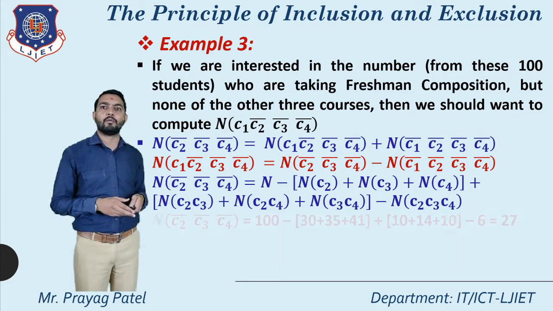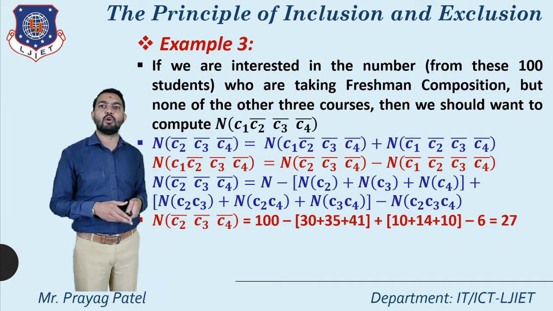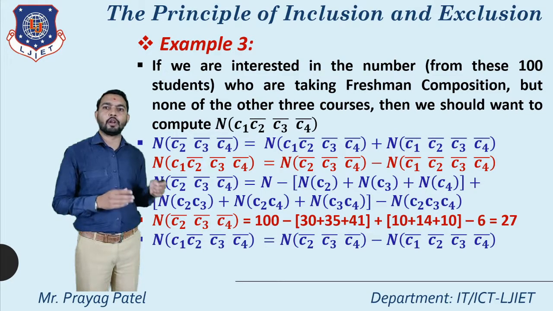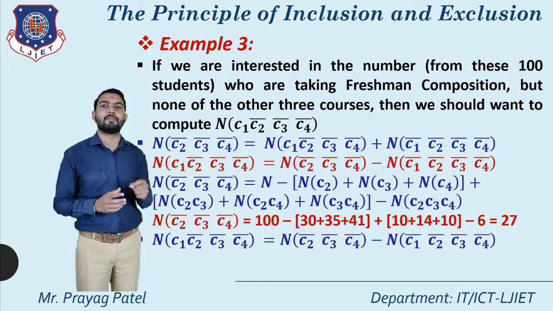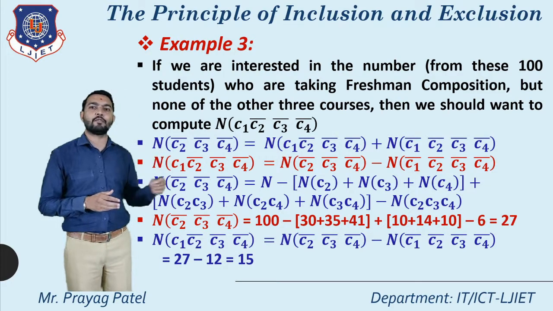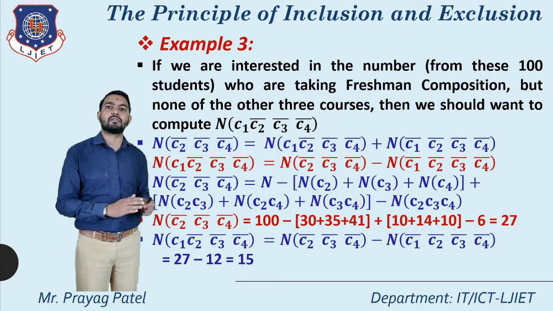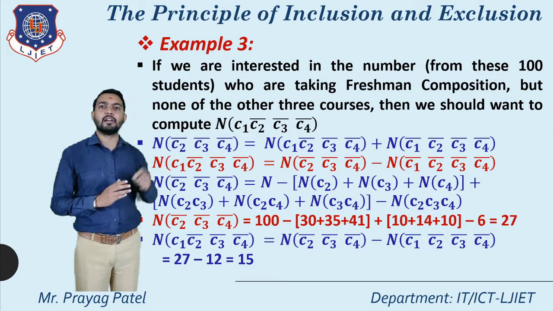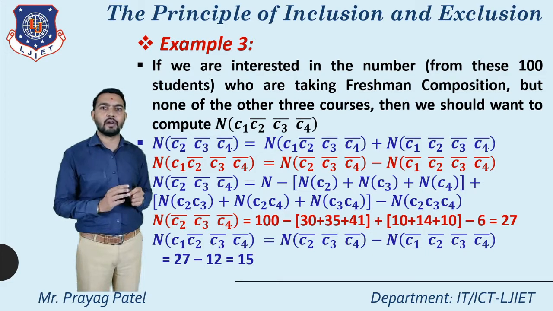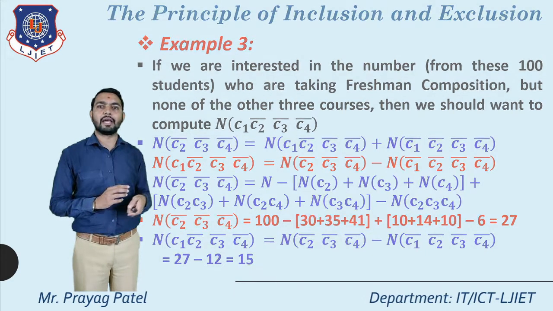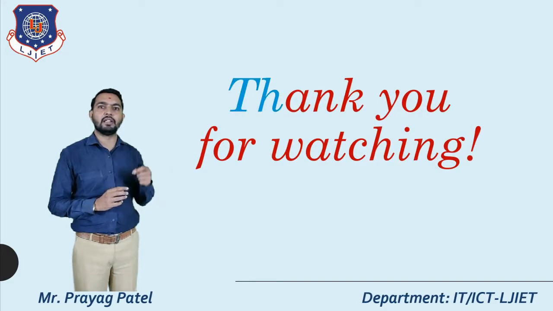So put in the values of both the equations and we find the value as 27. So here 27 is the value for N(C2' C3' C4'). Now what is the value of N(C1 C2' C3' C4')? So 27 minus 12 is equal to 15. So 15 students satisfy this condition, included in C1 but not included in C2, C3 and C4. So this is the third example of how we can find the value.